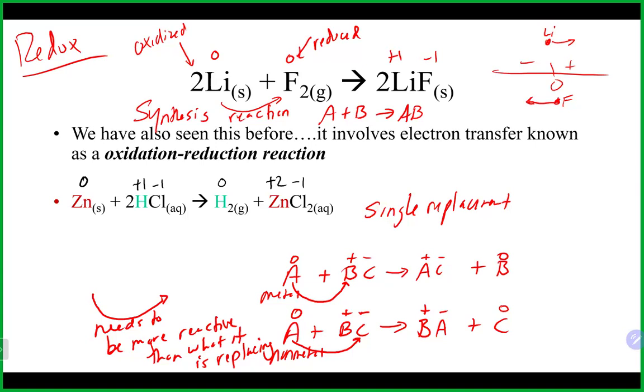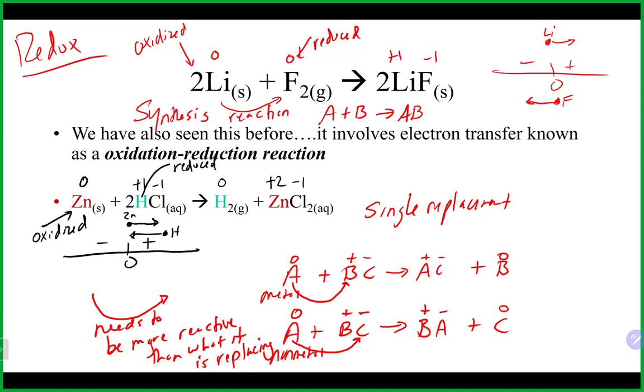So if we take a look at our number line here, the zinc started at 0 and ended at +2, which means it's moving in a positive direction. It is the zinc here that is being oxidized. The hydrogen actually started at +1 and ended on the right-hand side at 0. So it is moving in the negative direction. It is actually the hydrogen here that is being reduced.